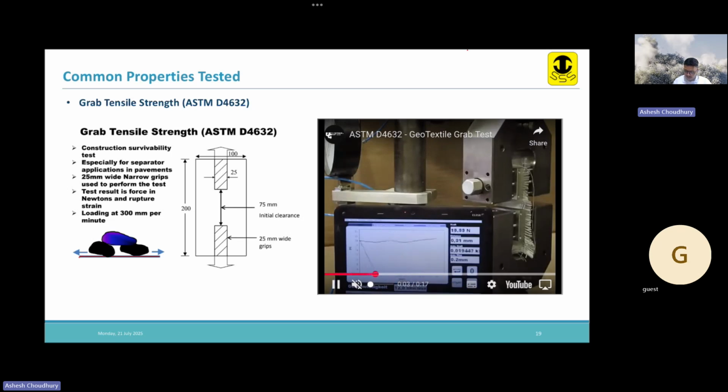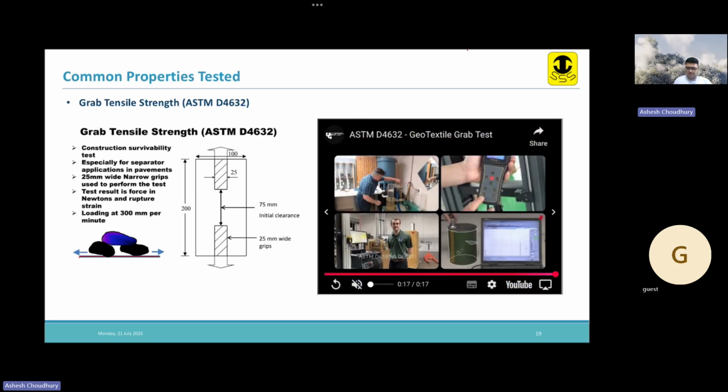You can see the load is also increasing, increasing, and then it drops. Right? It failed. The sample failed. So this is how this test is done.